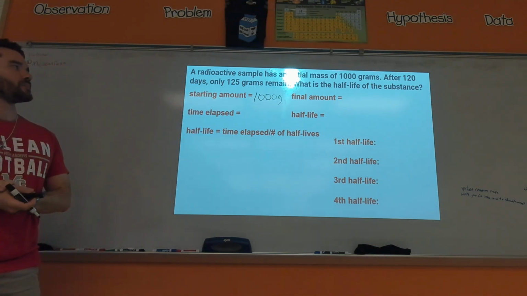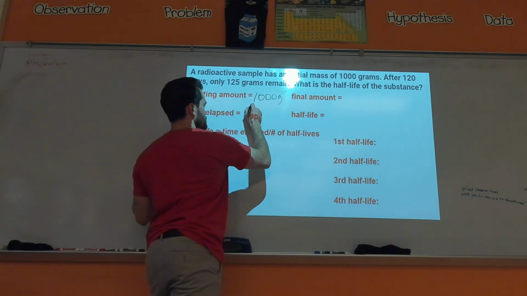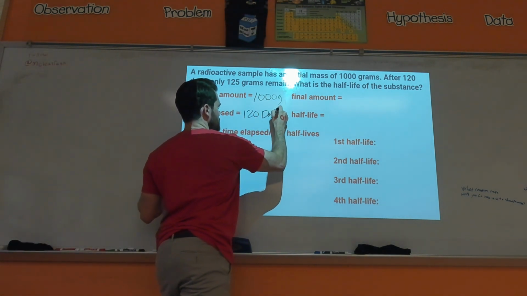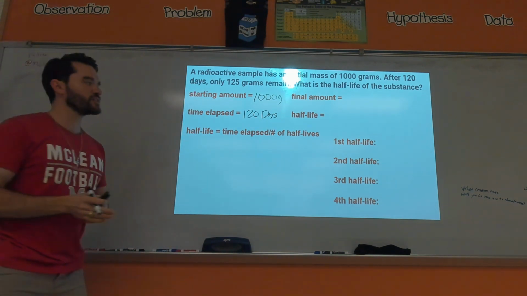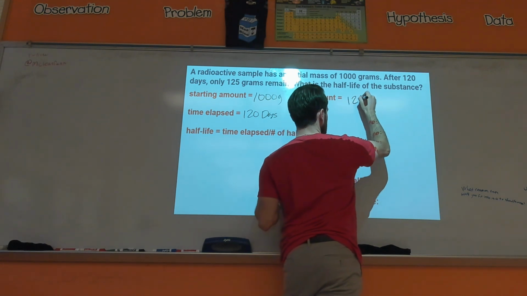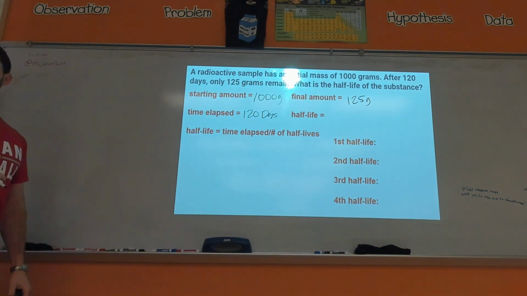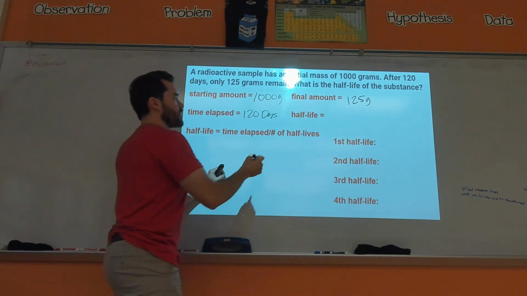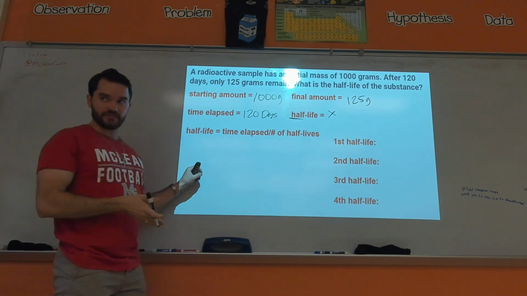How much time has gone by? 120 days, okay. What's our final amount? 125 grams, good. And then what is the half-life of the substance? That's your X. Remember, half-life, that's the time it takes to cut something in half, okay?